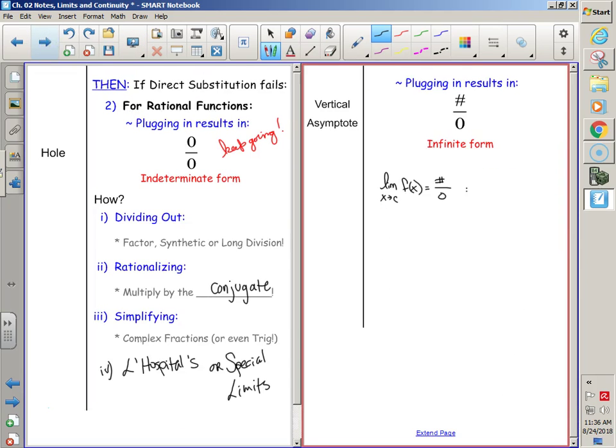But what if you plug in and get number over 0? We've talked about it. What kind of form is it? Infinite. That one's indeterminate. I don't know. Keep going. Infinite. We're done. It's a vertical asymptote. We're not done. What am I going to say? Positive or negative infinity. Check the sign.